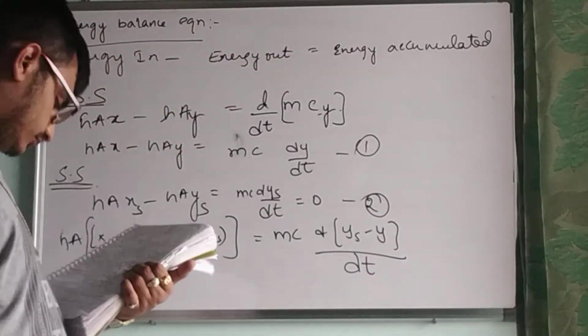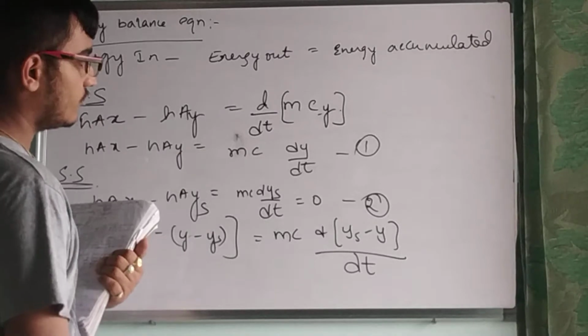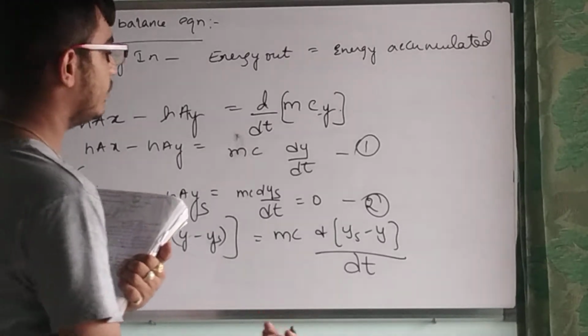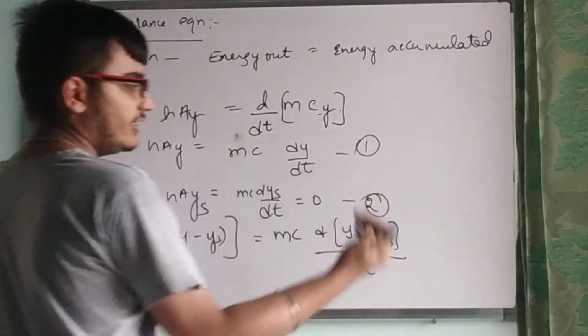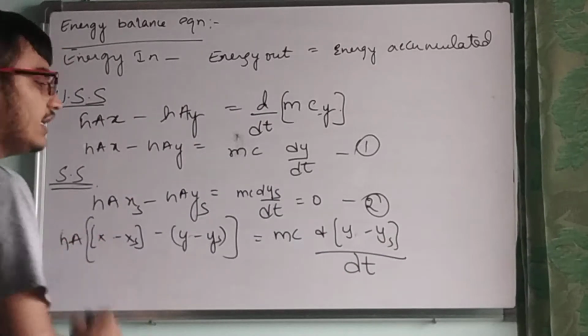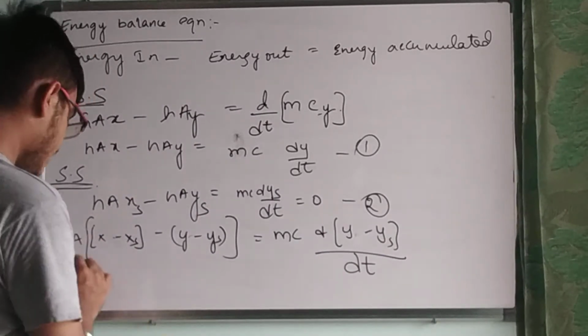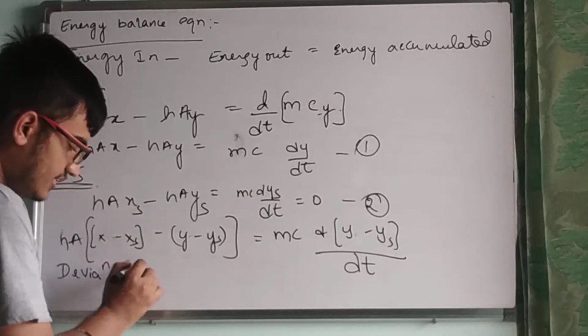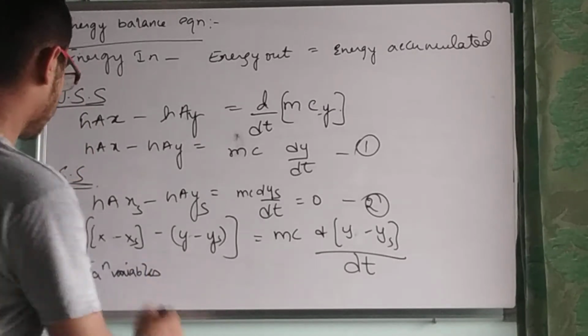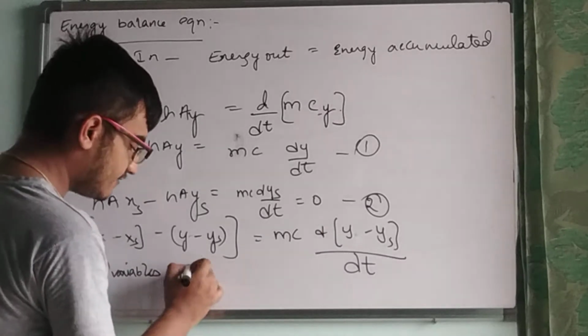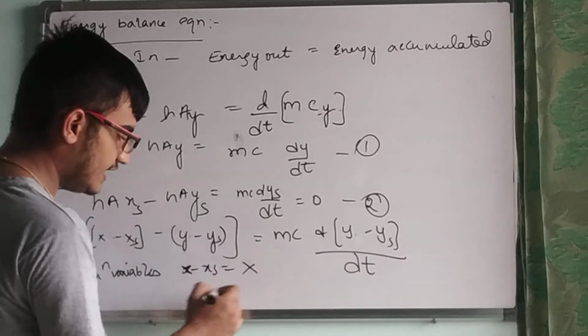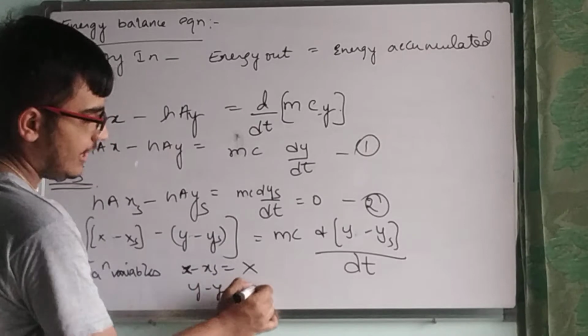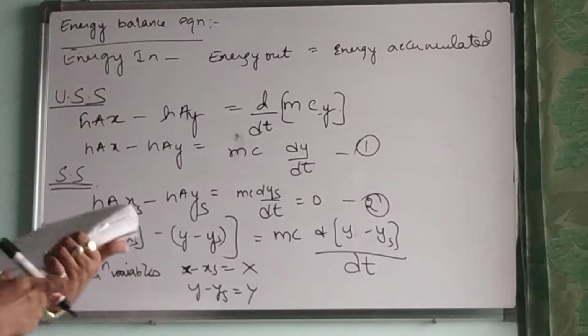So you will now consider deviation variables. Considering deviation variables, let X minus XS be capital X and Y minus YS be capital Y. Up till here we will discuss once again.